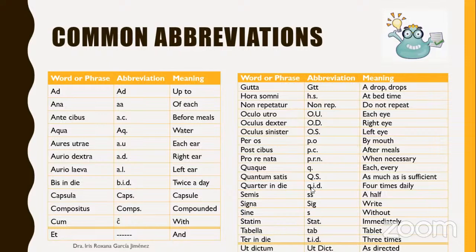Q.I.D., quater in die, very common, 4 times daily. The sig, right. The stat, very common in Spanish. Statim, it means immediately. T.I.D., ter in die, 3 times daily. So you can check. Easy to make while practicing, but well, we have to check these 2 charts in order to practice and try to memorize all of them. We have our blue guy, so it's showing us that it's a very important slide.